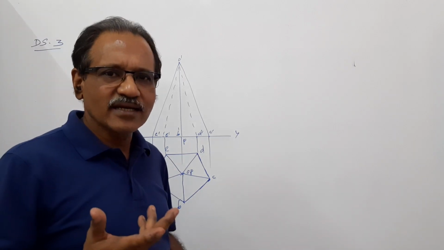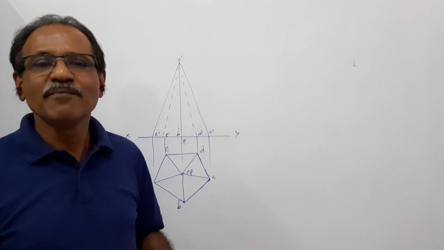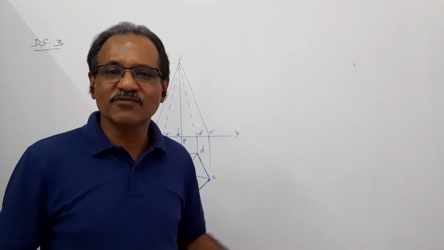Slant edge is a line. How will you find the true length of a line? Make the plan parallel to XY. Elevation is true length. Very simple.